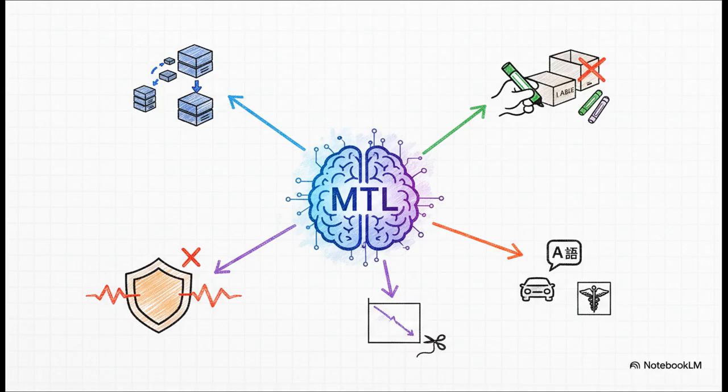And what does that do? Well, it makes the whole system way more accurate and way more reliable. And this isn't just theory. It's crucial for things like self-driving cars that have to spot pedestrians, read signs, and see other cars all at once.